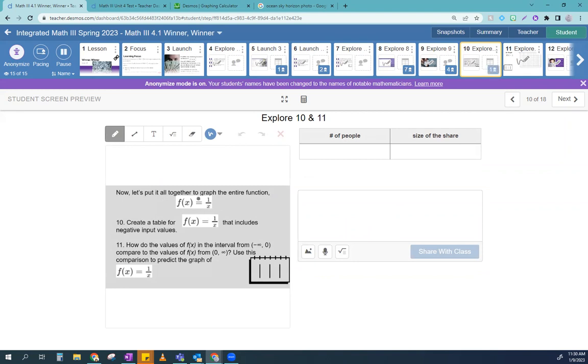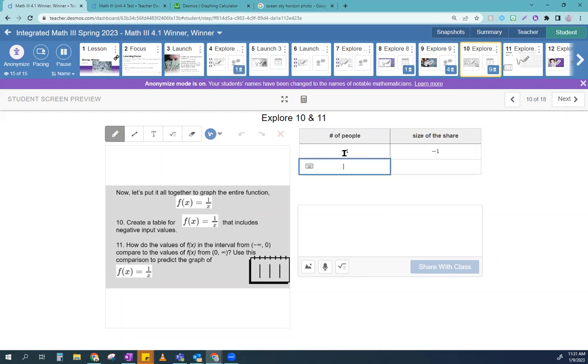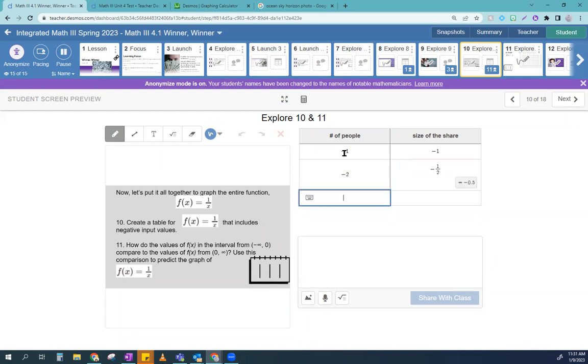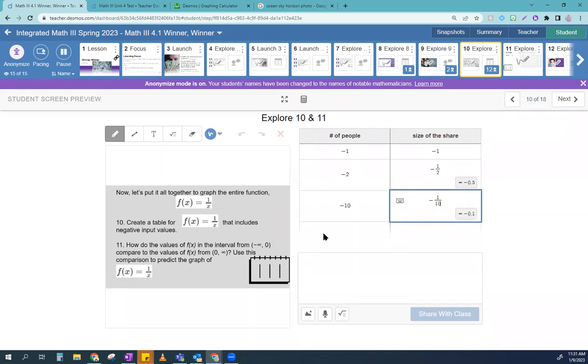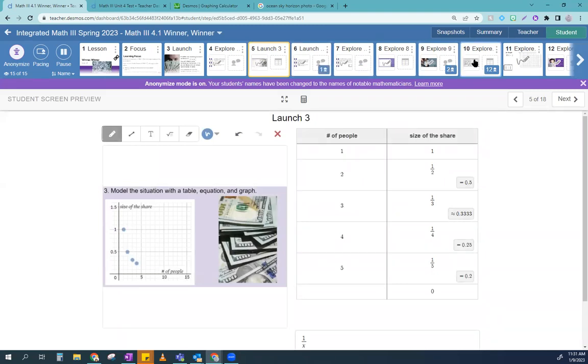So for this function here, create a table of values that includes negative input values. Now, negative input values don't make sense for that, but let's just pretend it does, just for the sake of this. So if I put negative, I don't know, pick a number, -1, sure. And then this would be -1, correct? If I put -2 here, this would be negative 1/2, right? If I put negative 10 here, this would be negative 1/10, right? So how does this compare to our other graph, which I think was here? How does this compare to this?